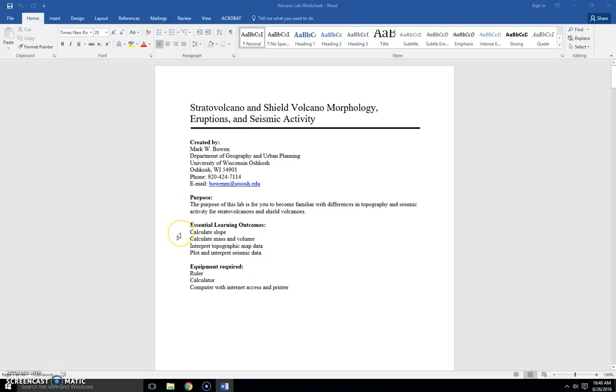In this lab, you get to calculate slope, calculate mass and volume, interpret topographic map data, plot and interpret seismic data. And all you need is a ruler, calculator, computer with internet access, and a printer, which I think you all have access to.